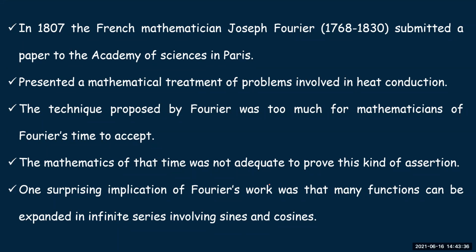The technique proposed by Fourier was too much for mathematicians of Fourier's time to accept. They didn't even understand what he had proposed. Mathematics of that time was not adequate to prove this kind of assertion. This lack of rigor led the academy to reject publication of Fourier's paper. But the implications were not lost on Fourier's colleagues.